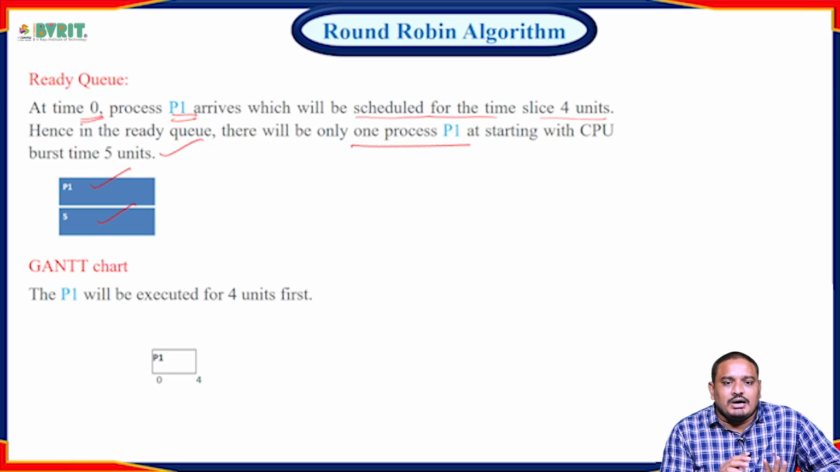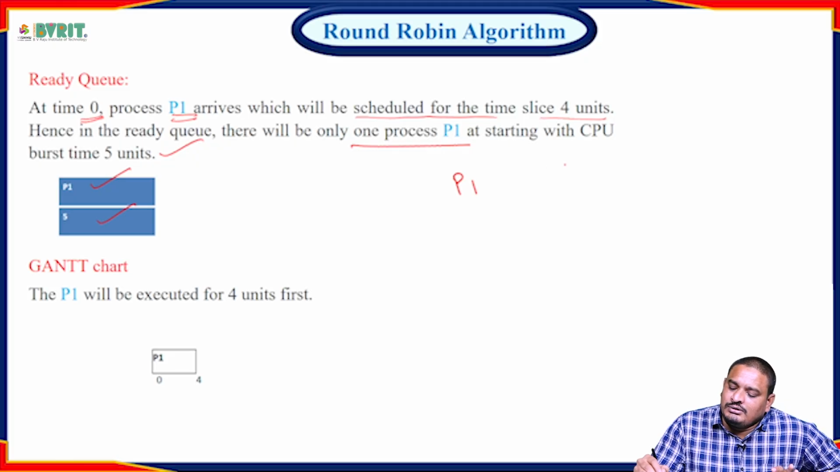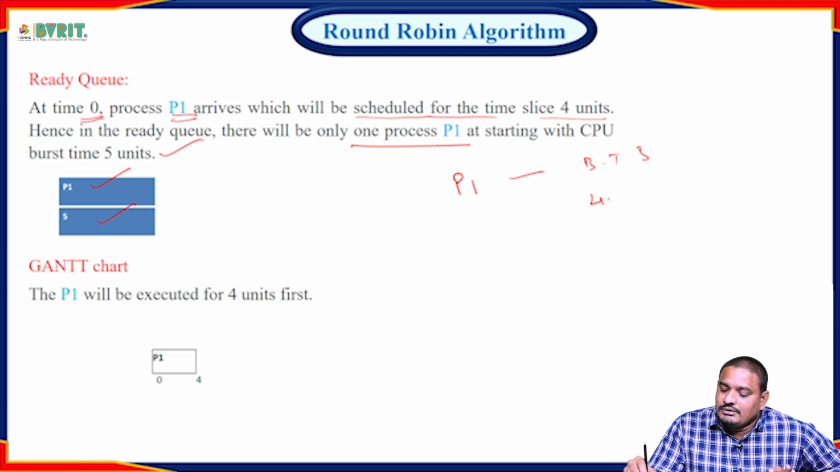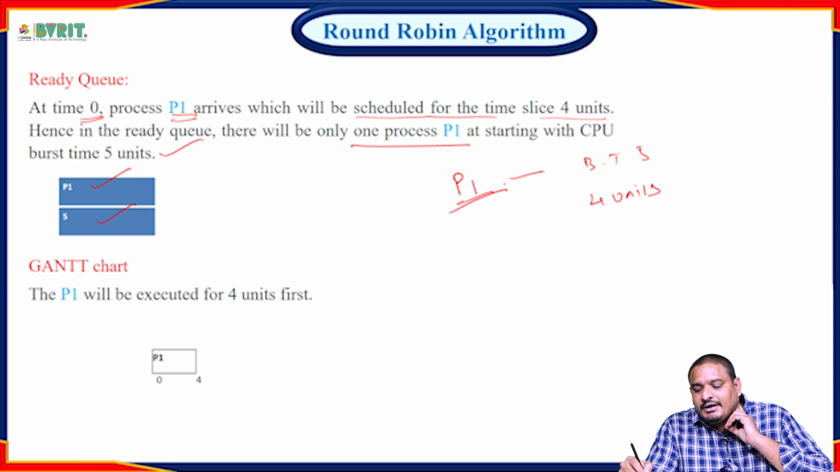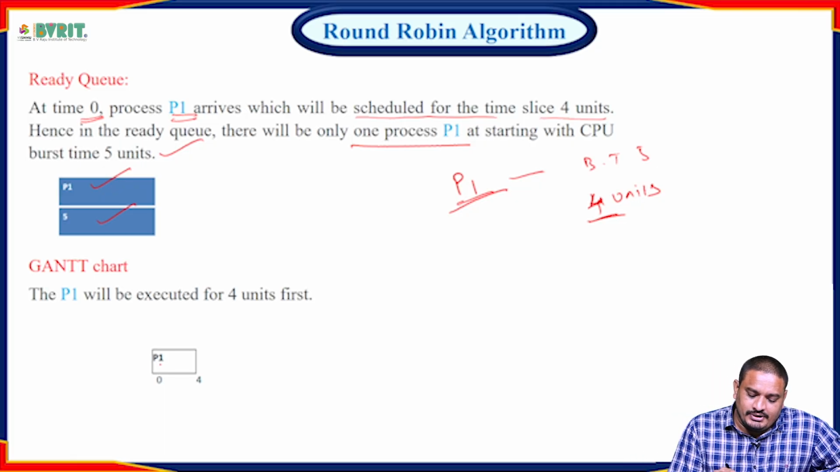Now, in the Gantt chart, P1 is executing on the CPU. The burst time given is 5. The time quantum allocated is 4 units. That means the process runs for 4 units, not the full 5. Within 4 units only the process is executed. That means P1 is executed from 0 to 4.